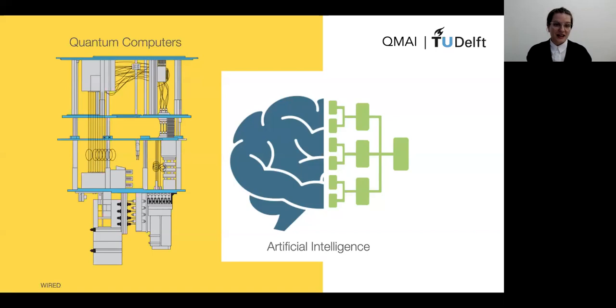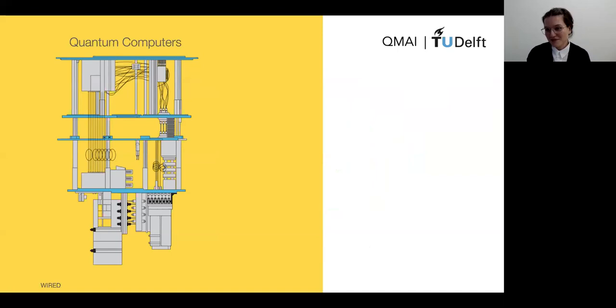So let us start with the quantum computers. You heard a lot about them already in this series. This is a picture I found in a nice feature on quantum computing in a Wired magazine, and you may recognize that it's an illustration of a dilution fridge.